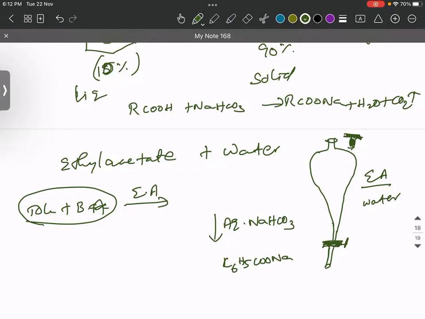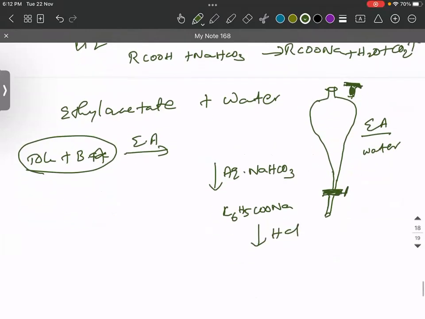Two layers you will get. So you collect layer 1 and layer 2. Then if you put HCl in the aqueous layer, it will give C6H5COOH solid plus NaCl, which will be in the solution. So by filtering you will get the benzoic acid. From the ethyl acetate layer, you evaporate the ethyl acetate, and you will get the toluene. So this is called separation by solvent extraction.